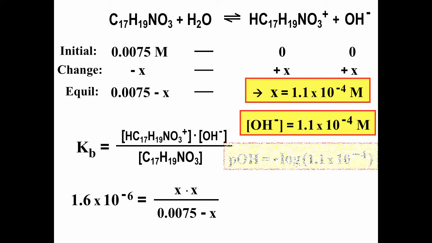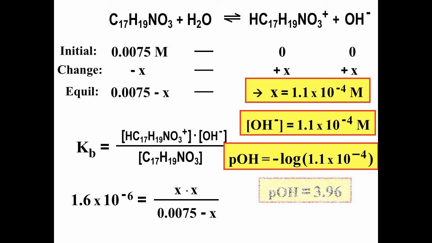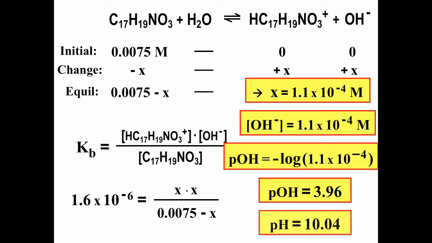One possible way is to note that pOH is the negative log of the concentration of OH minus, and that is 3.96. And then since pH plus pOH adds up to 14, then pH is 14 minus pOH, which is 14 minus 3.96, which is a pH of 10.04. And that seems reasonable, to have a pH above 7 for a basic solution.